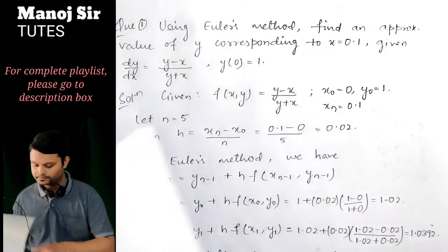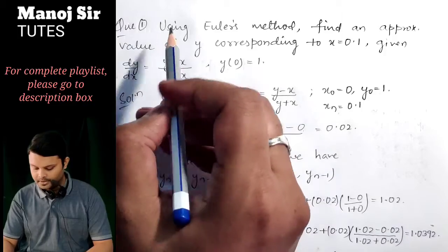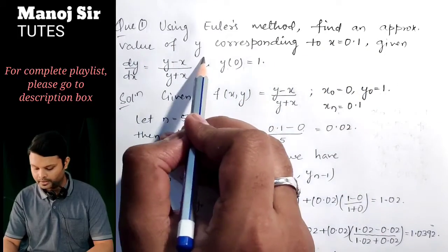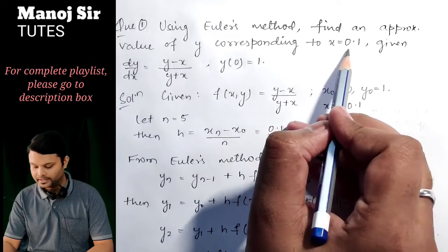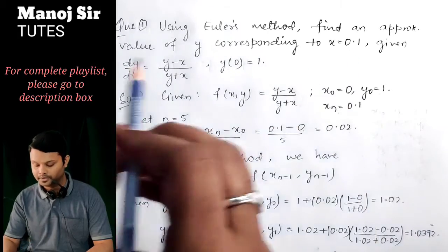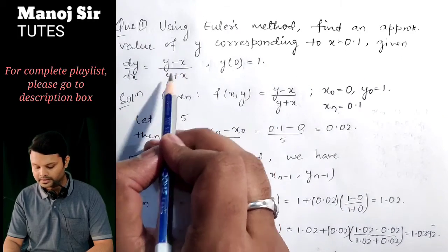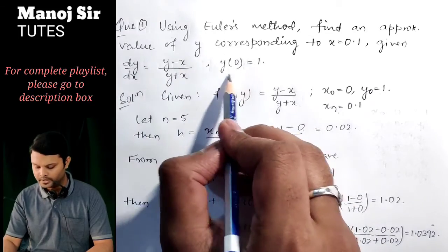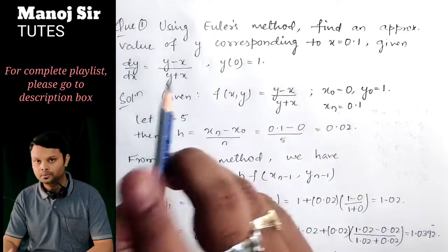Okay, so now we'll try to solve one very good question. Using Euler's method, find an approximate value of y corresponding to x equals 0.1. It means at x equals 0.1 we need to find the value of y. Given that dy upon dx equals y minus x upon y plus x. This is what? This is the function f of x comma y, and this is my initial condition, that at x equals 0, y equals 1.